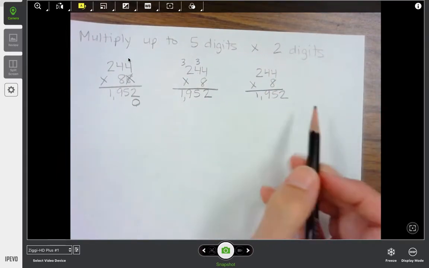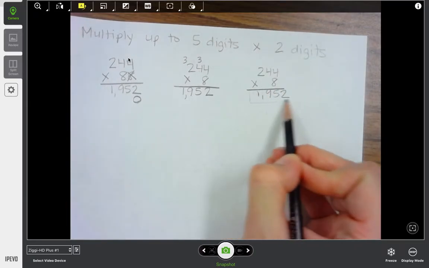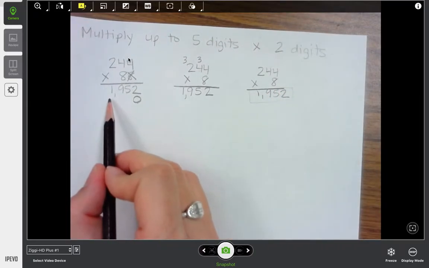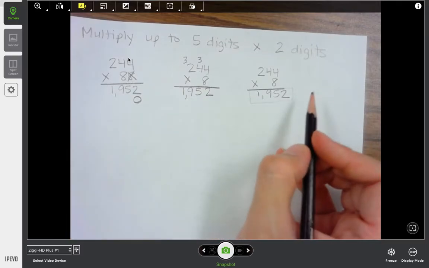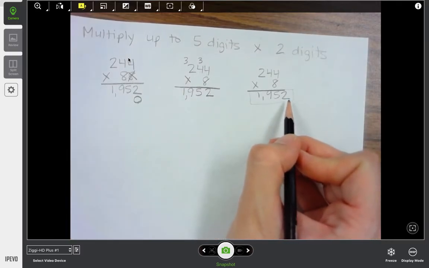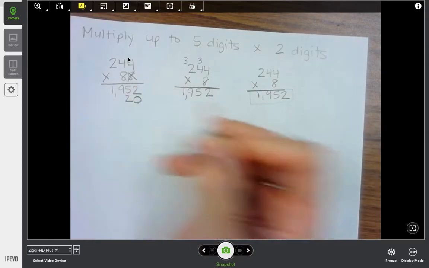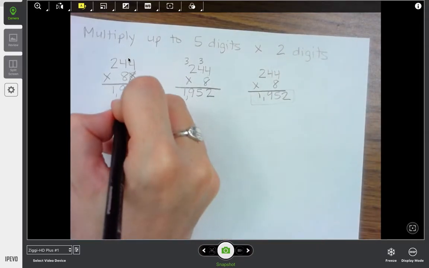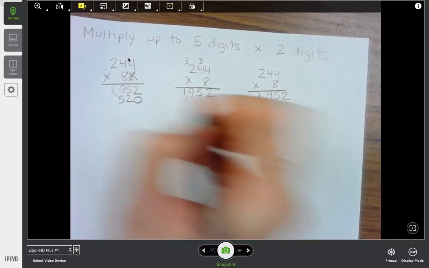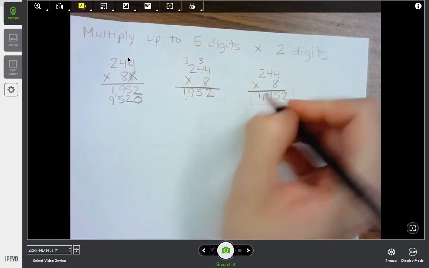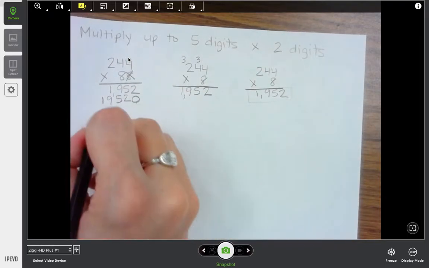1,952. And then I want to transfer this over here because we'll have to add those. It's important to make sure you line the numbers up correctly. So this 2 goes under the 5. The 5 goes under the 9. The 9 goes under the 1, and then the 1 goes there.